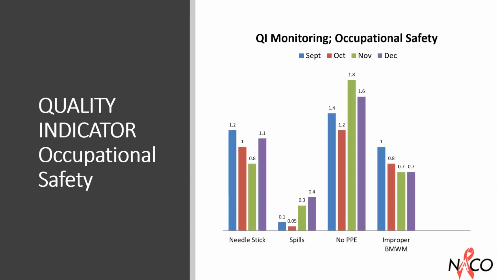This is a bar diagram for occupational safety, which includes percentage needle stick injuries, percentage spills, no personal protective equipment, and improper biomedical waste management from the months September to December.